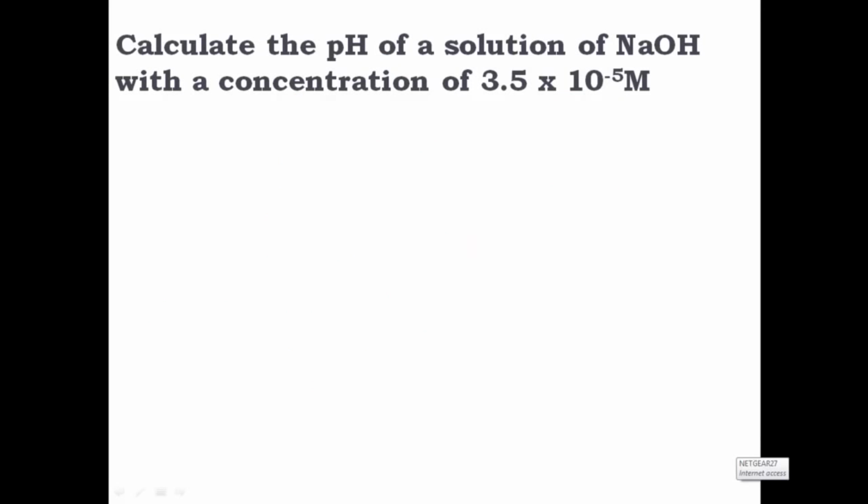In this example, we're asked to calculate the pH of a solution of NaOH with a concentration of 3.5 times 10 to the negative fifth molar. So we're going to go with our two steps again. Step 1, let's use the formula of the hydrogen ion concentration multiplied by the hydroxide ion concentration equals 1 times 10 to the negative 14th.